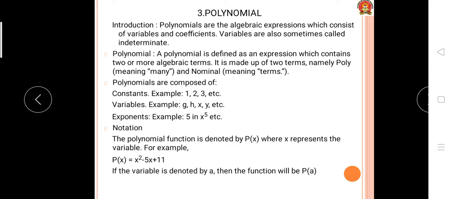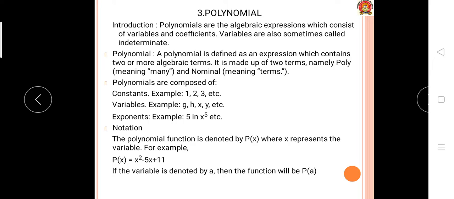Now what is meant by a polynomial? A polynomial is defined as an expression which contains two or more algebraic terms. It is made up of two words, namely poly and nomial. Poly means many and nomial means term. So polynomial means many terms. For example, 5x plus 3. So 5x is one term and 3 is another term. In 5x, x is a variable and 5 is the coefficient of the variable. And 3 is just a constant.